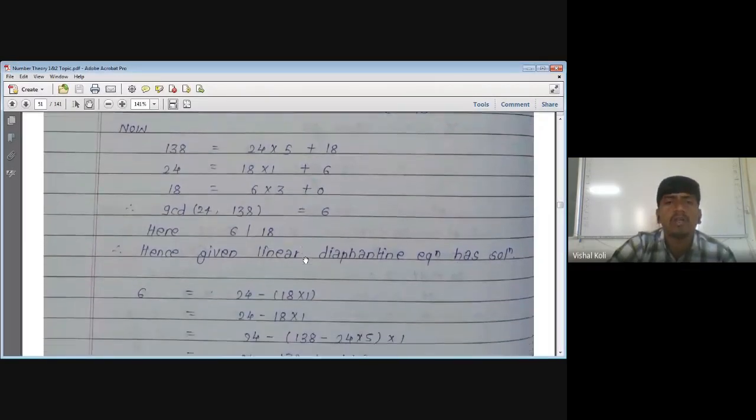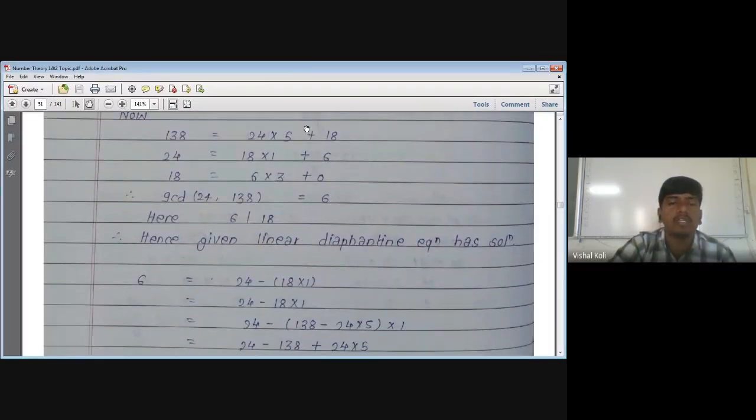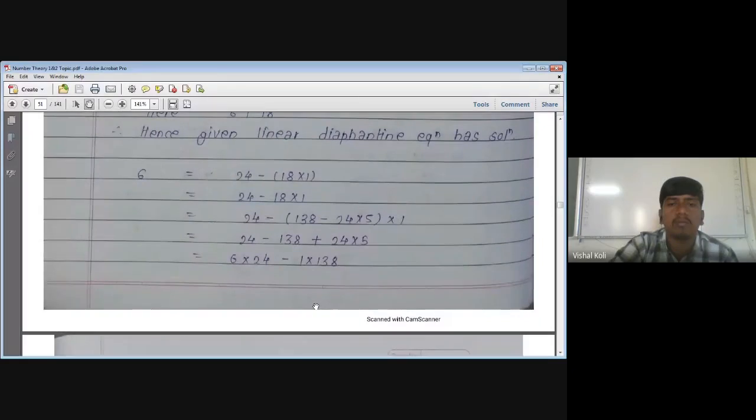Now again we have to write the steps of Euclid's algorithm, that is 6 is equal to 24 minus 18 into 1, that is from the second step, and the value of 18 is nothing but 138 minus 24 into 5. Therefore 6 is equal to 24 minus (138 minus 24 into 5), which is 5 times 24 plus 1 time 24, which is 6 times 24 minus 1 times 138.